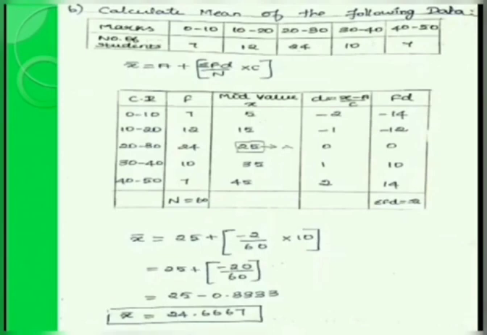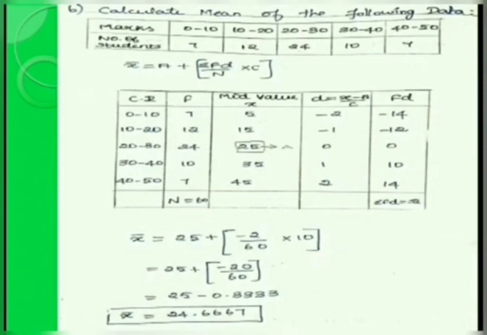So C is class limit. Here we have a common difference in all the class intervals, which is 10. Because for 0 to 10, the in-between common difference is 10, and 10 to 20 also has a common difference of 10. Similarly, for all the class intervals, our common difference is 10. So C, the class limit, is equal to the common difference of all the class intervals, which is equal to 10. So D is equal to X minus A divided by C.